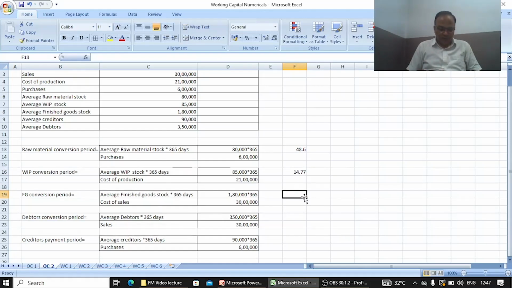Here 180 into 365 divided by 3000. This is 21.9. Now 350 into 365 divided by 3000. This is 42.58.